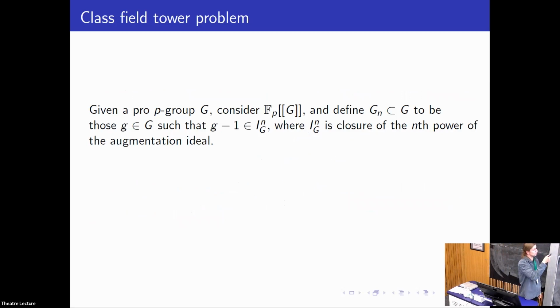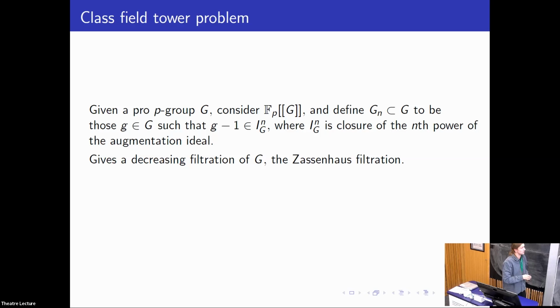So given such a pro P group G, you can consider the completed group ring, F_P[[G]]. And then you can define a filtration on G, such that the nth filtration piece consists of those g in G such that g minus 1 is in the nth power of the augmentation ideal, or the closure of that. This gives you a filtration on the group G. This is known as the Sassenhaus filtration.